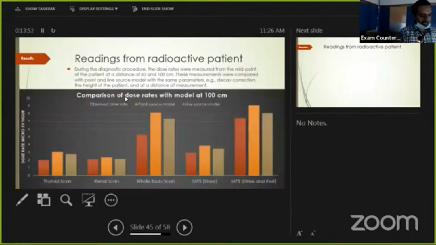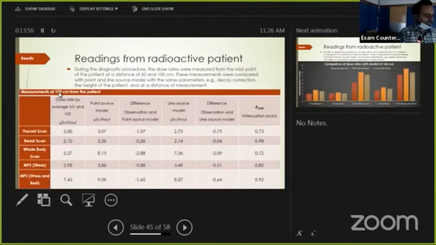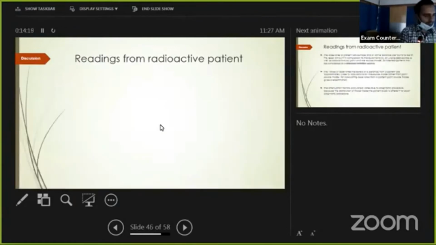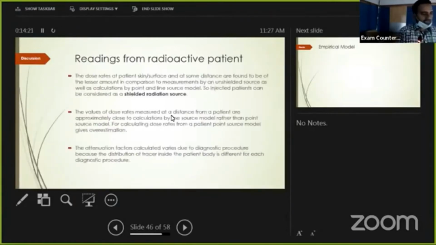Similarly, these were taken at 100 centimeters from the patient, and now the readings are much more comparable between the point source and the line source model. As you can see here, the readings are much more comparable because as we go away from the source, it becomes a kind of point source. But the point source model always overestimates the readings. So these readings were taken from the patient, and the patient was considered to be a shielded radiation source, and it was found to be the true one.